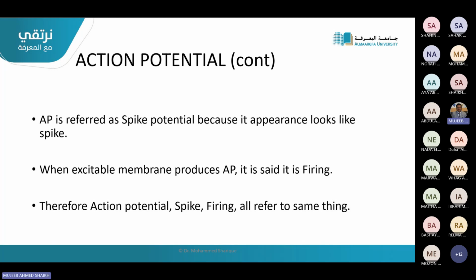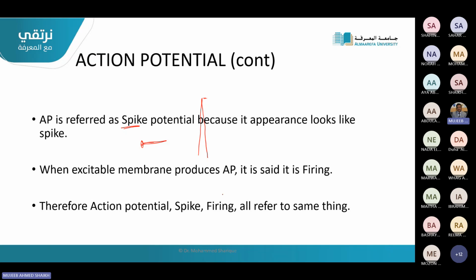Another name for action potential is spike potential. Spike means like this, because it is very sharp and pointed. If it is recorded, it will look like this. That's why it is known as spike potential.